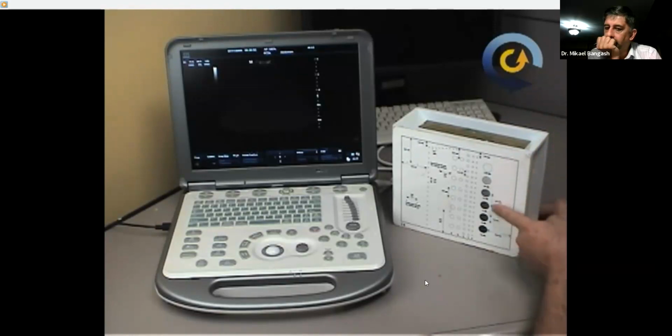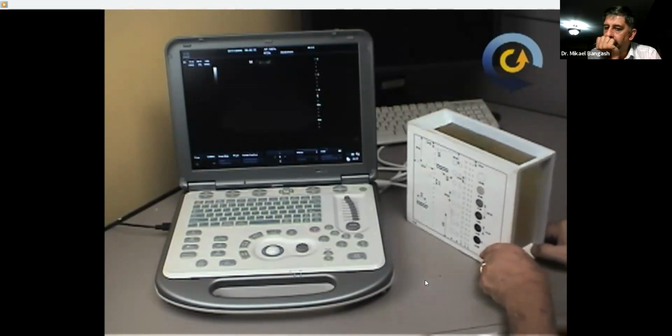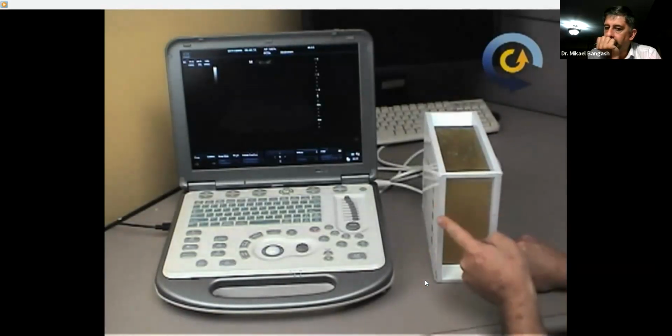This phantom, you can see, has a diagram, like all of them do, on the outside showing you what's inside the phantom. Here you'll see a series of rods that are going from light to dark, and they appear as circles on here. In fact, that's actually a plexiglass rod going sideways through the image in this direction, and I'll be able to show that to you when we're scanning.